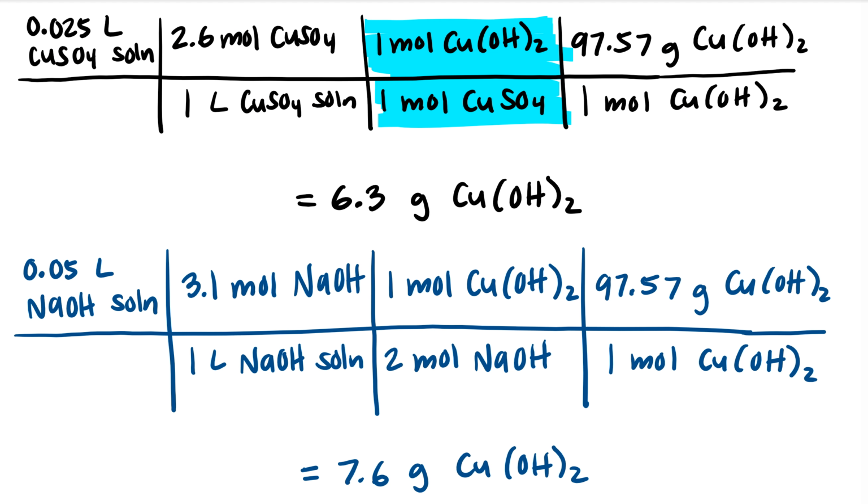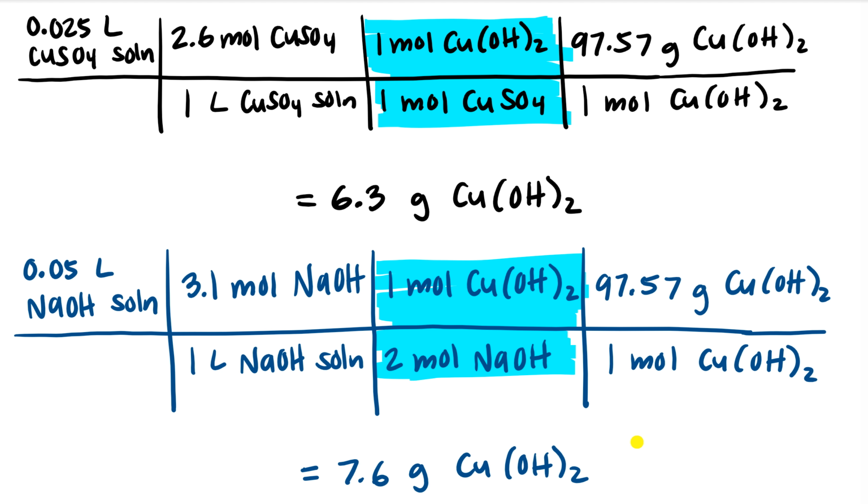Now I'm going to repeat this entire process for our second reactant, sodium hydroxide. We have 0.05 liters of the sodium hydroxide solution. It has a molarity of 3.1 molar, and here's that mole ratio: 1 mole of copper hydroxide for every 2 moles of sodium hydroxide according to our balanced equation. I finally multiply by the molar mass of that copper hydroxide, and we get a yield of 7.6 grams of copper hydroxide. And so I've now calculated the amount of product made by each reactant.